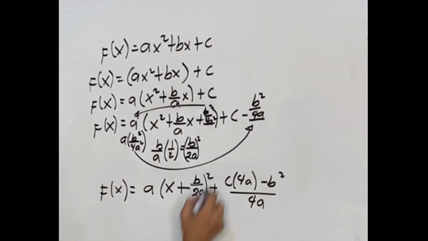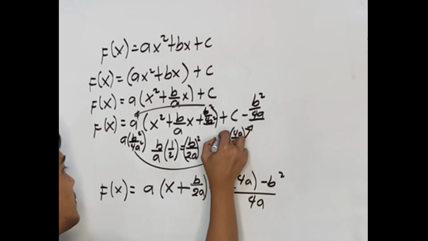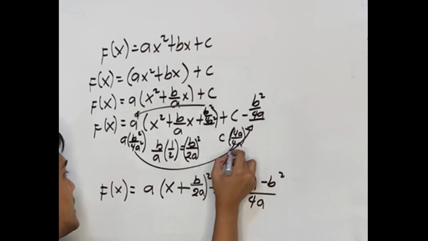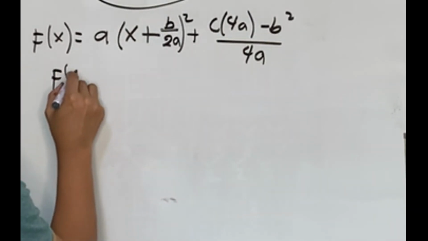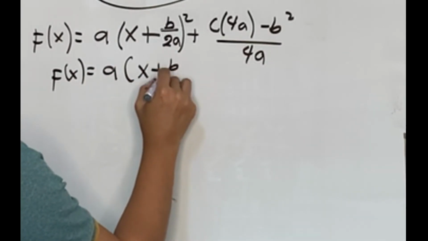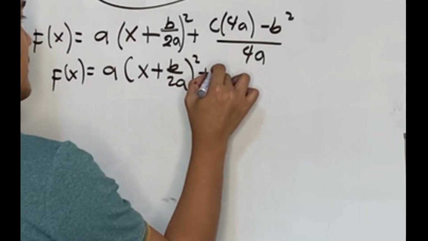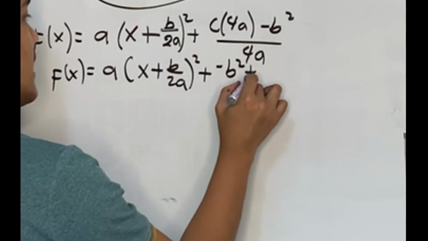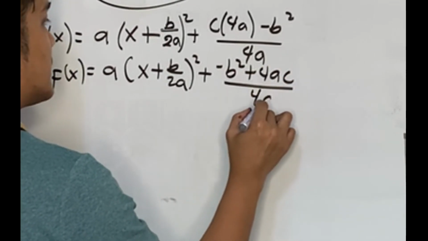In this case, we need to multiply c with 4a over 4a, so we could have c a denominator. We could make c a fraction with a denominator 4a. Continuing our solution, we will have f of x is equal to a times x plus b over 2a squared plus negative b squared plus 4ac all over 4a.